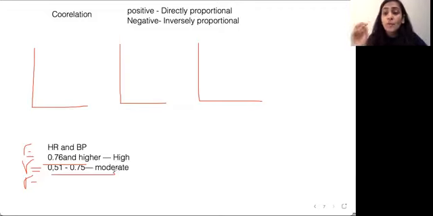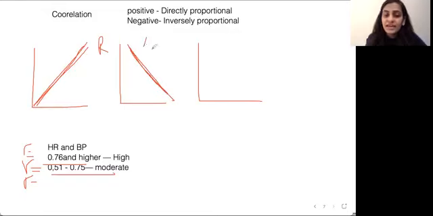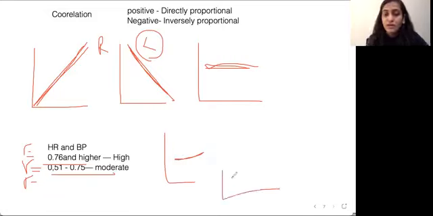How does a strong positive correlation look? A strong positive correlation looks like a straight line going towards the right. If I have a correlation that goes the other way, this is called a strong negative correlation. If I have a horizontal line, no correlation. If I have a correlation that looks like this, weak positive correlation. If it is a little bit slopey the other way, weak negative correlation.